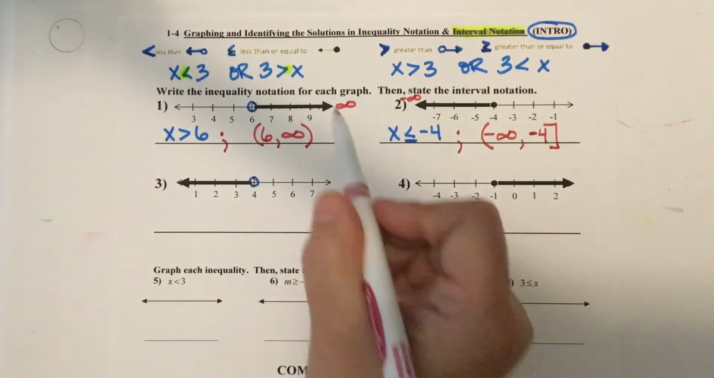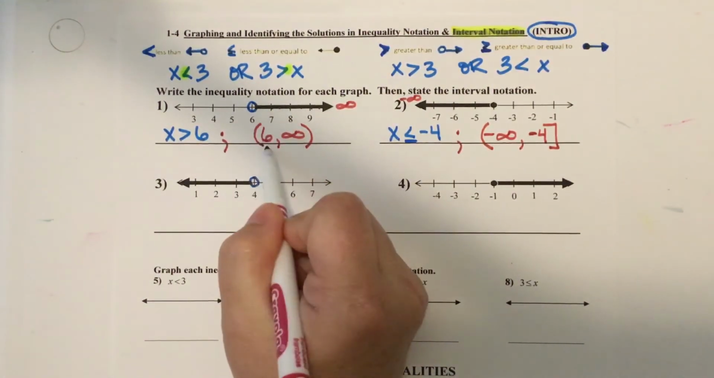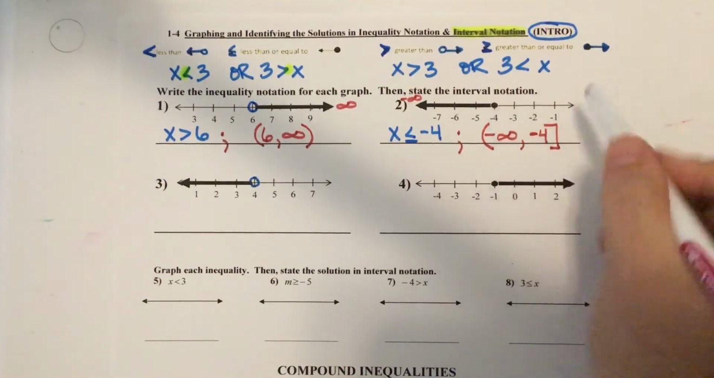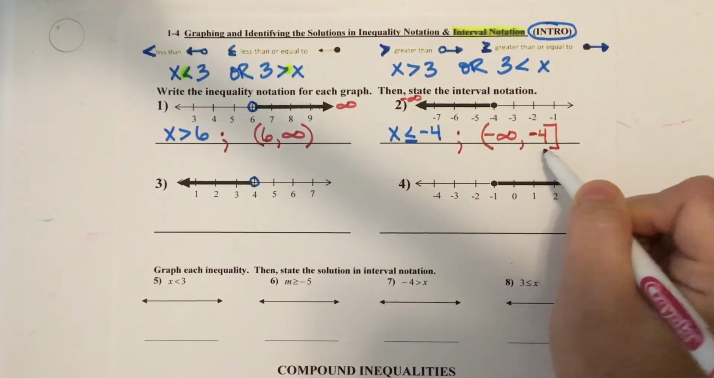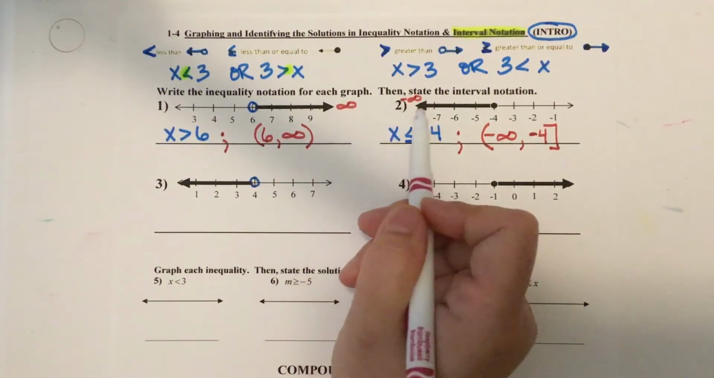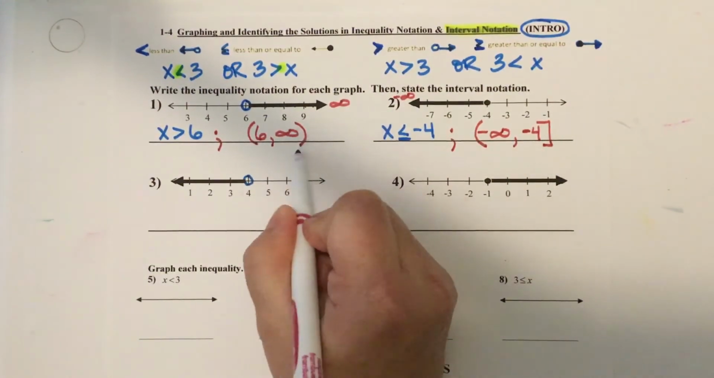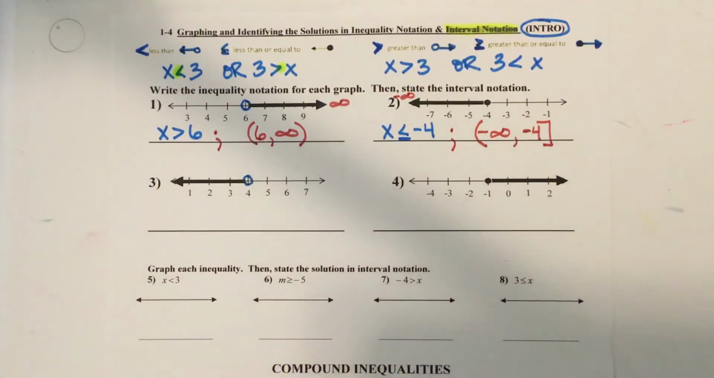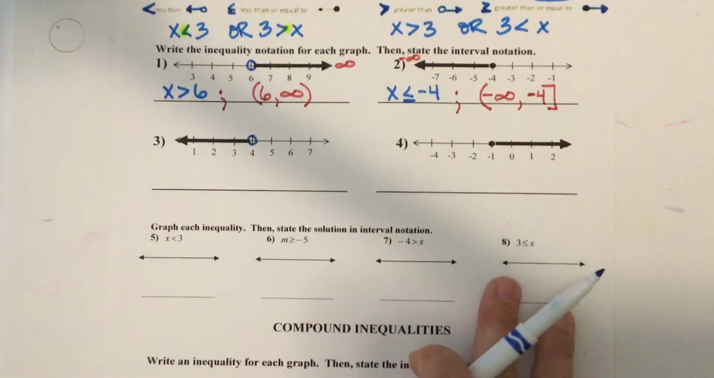Okay, so open circles are parentheses, closed circles are brackets. But infinity, you can never get to infinity, positive infinity or negative infinity. So infinities are always parentheses. Okay, let's look at the next one.